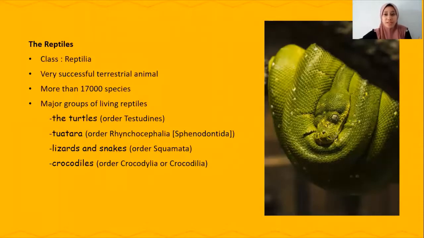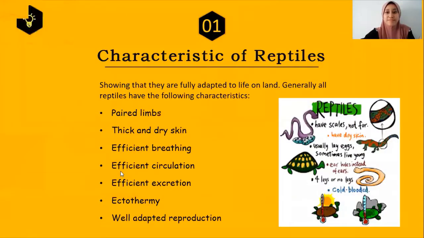Introduction of the reptiles. The reptiles class is Reptilia. They are very successful terrestrial animals because they consist of more than 17,000 species. Four major groups of living reptiles are the turtles, order of Testudinus, Tuatara, order of Rhycocephalia, lizards and snakes, order of Squamata, and lastly crocodiles, order of Crocodilia.